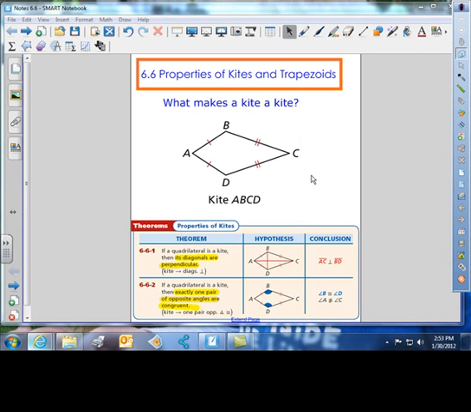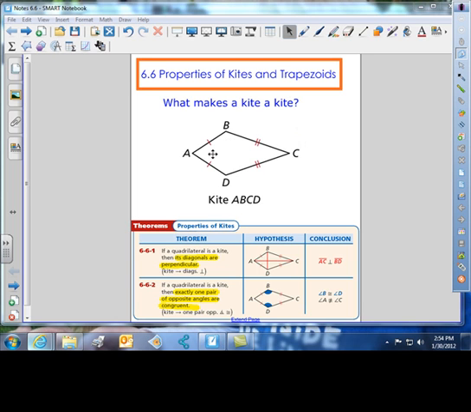Alright everybody, I'm going to give you some notes over section 6.6. This is dealing with properties of kites and trapezoids. I may be talking a little bit fast, so feel free to pause this if I'm going too fast, or go back or listen to it again, do what you got to do there. We're talking about kites and trapezoids.